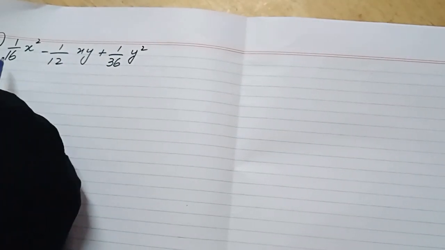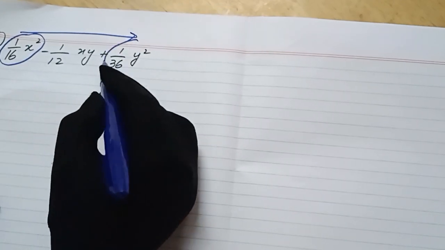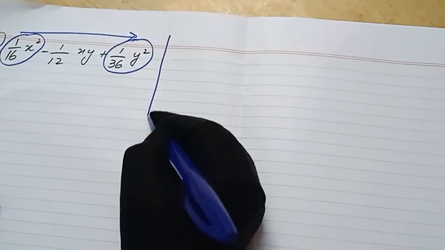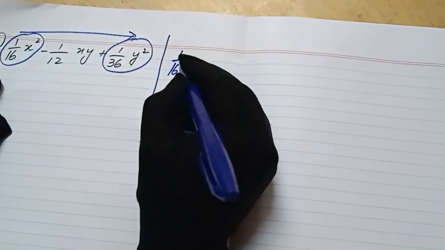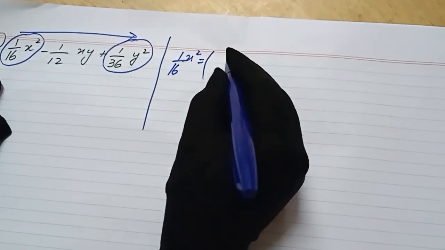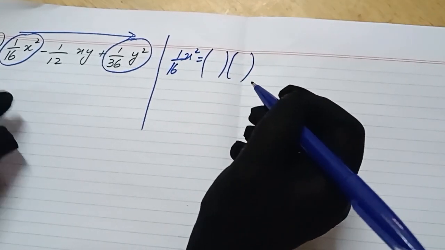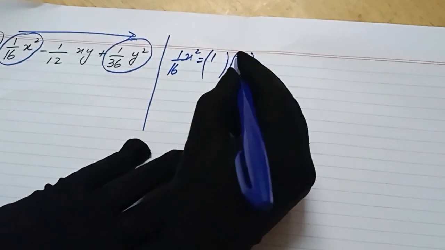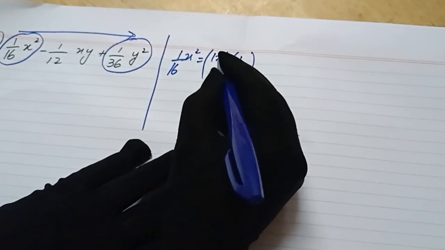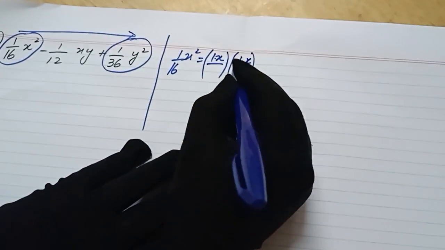Okay, this is the third part, or the next part. In this also, first check it's arranged. Now take out the first term and the third term and make factors. The first term, 1 over 16x square, can be factorized into two equal factors. 1 1s are 1. X square will be factorized as x into x.